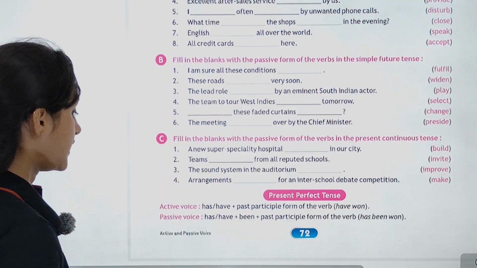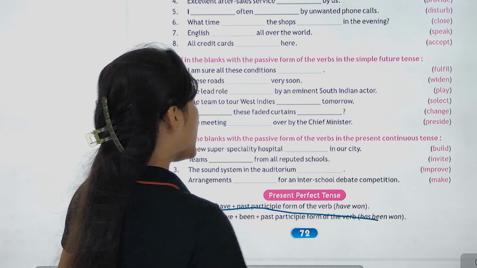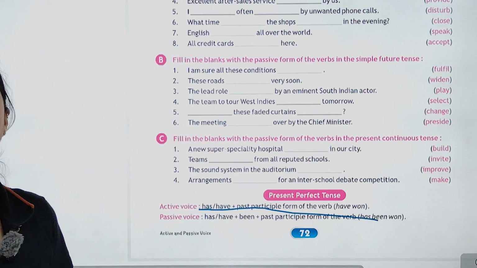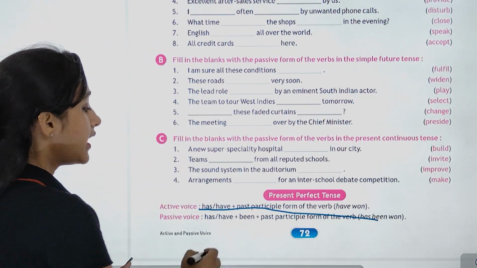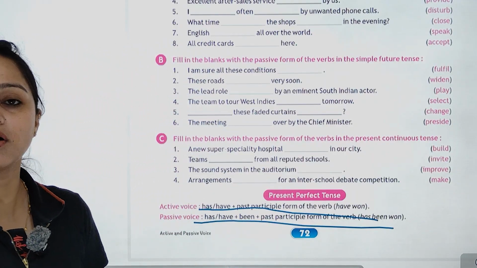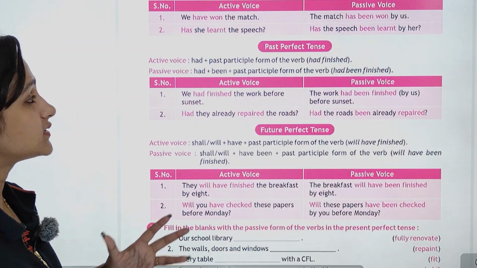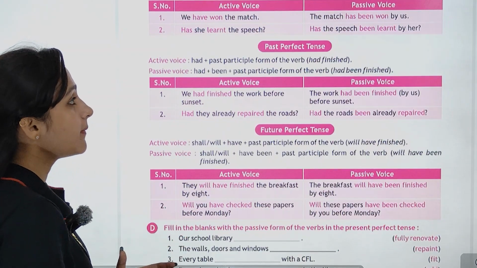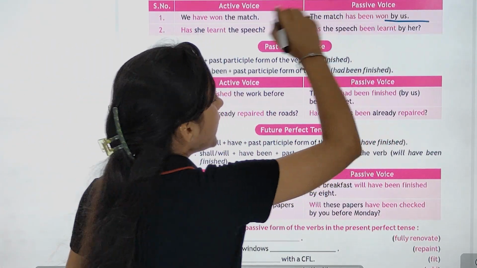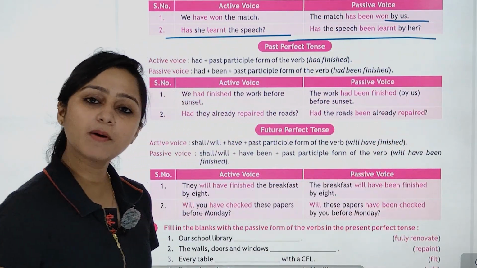Present perfect tense. Active voice में कैसे form होता है? Like has, have plus past participle form of the verb, like have won. Passive में कैसे होंगे? Has या फिर have plus been plus past participle form of the verb, has been won. Like active voice, we have won the match. The match has been won by us. Has he learned the speech? Has the speech been learned by her?